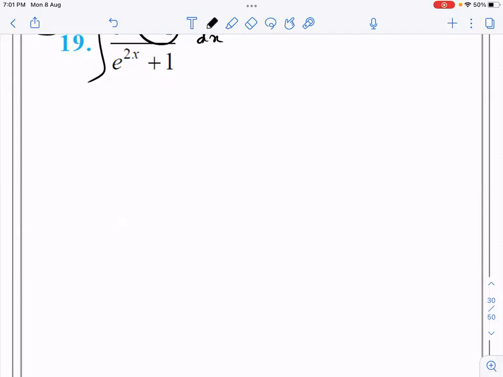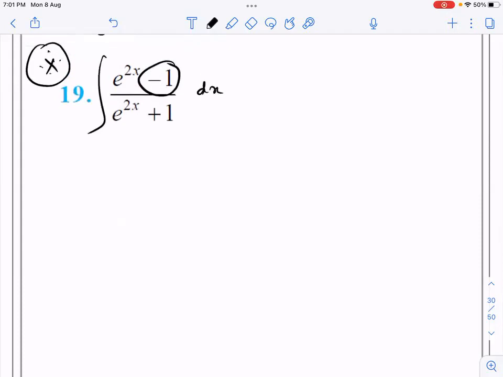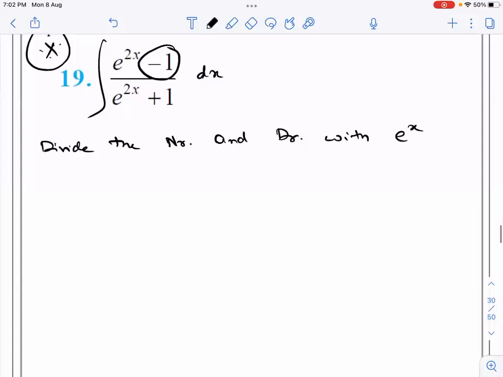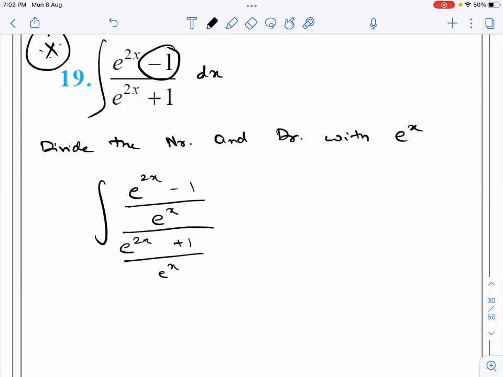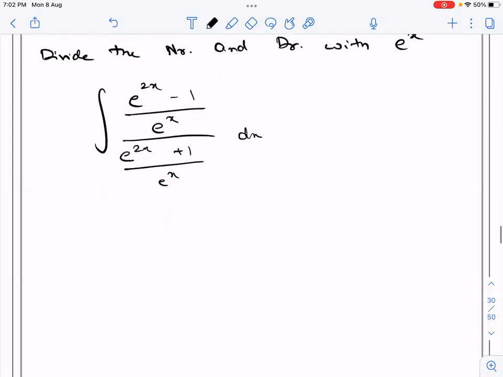Whereas when you have exponential functions, observe, divide the numerator and denominator by e power x. If I do that, I'll get integral of e power 2x minus 1 divided by e power x, divided by e power 2x plus 1 divided by e power x dx. So what will this become? It will become e power x minus e power minus x divided by e power x plus e power minus x dx.